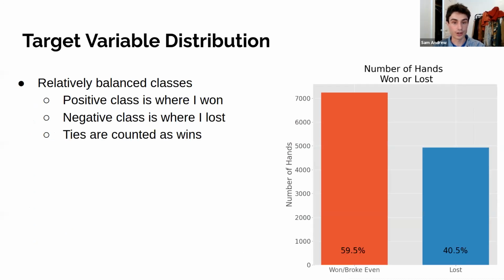The outcome is my target variable. There are two classes. The positive class encompasses cases where I made money or broke even, while the negative class represents cases where I lost money. These two classes are relatively balanced.